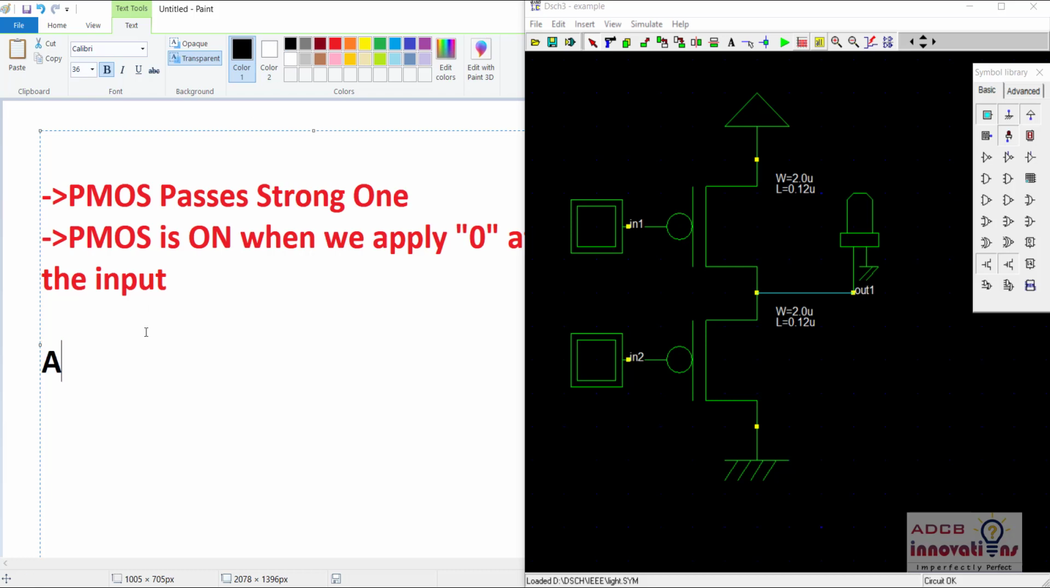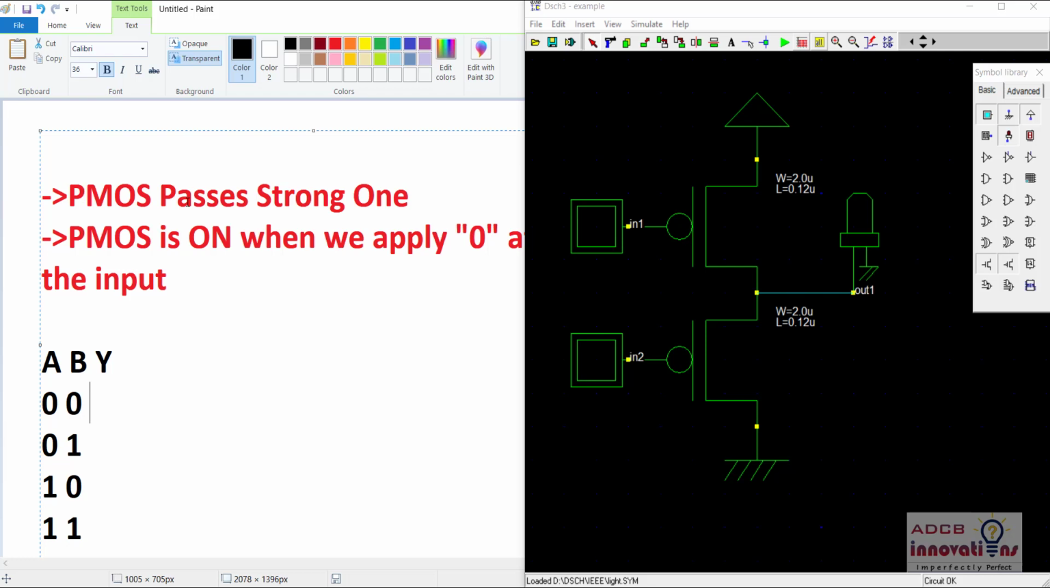So now this is the circuit which we are going to test, and before testing, let us see what output we should expect. These are the inputs, that is A and B, and let's say Y is the output. So the cases are 0 0 1 1, next is 0 1 0 1. These are the four cases. Now let us see what will be the output. We just need to focus on these two statements: PMOS passes strong 1 and PMOS is on when we apply 0 at the input.